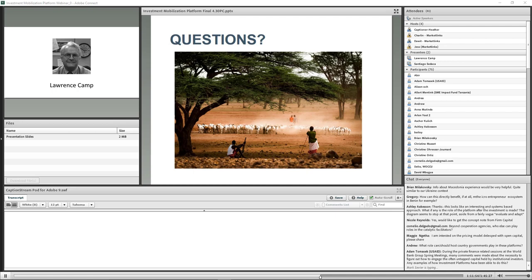First question, from Indra: what percent of the program participants obtain insurance? To what degree has this lowered the cost of financing? I guess the answer I would say is that if you're going to get insurance, that's a form, if you will, of risk mitigation, of structured finance.